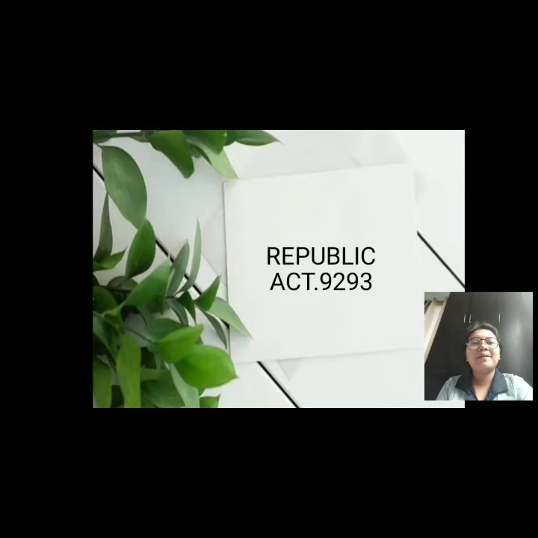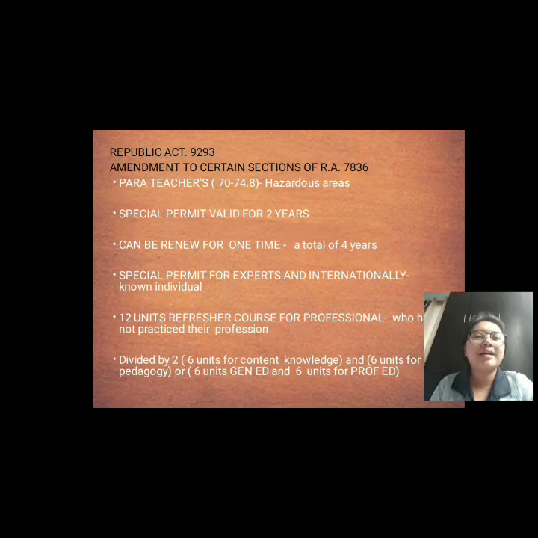We also have Republic Act 9293, or the amendment to certain sections of Republic Act 7836. We have the para teachers. For example, your score in taking the board exam is 70% to 74.8%. You can teach, but in hazardous areas only. And then they have a special permit, and their permit will cover a maximum of 4 years.